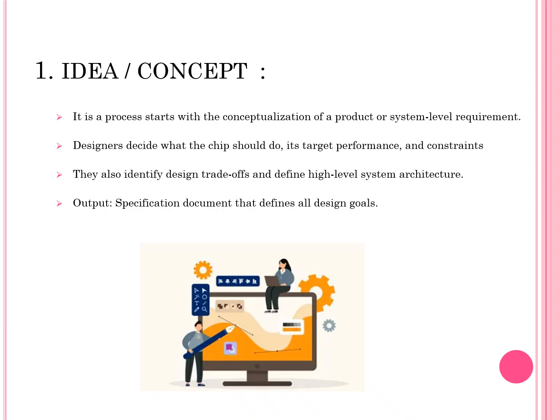Once the overall system level idea is clear, designers define a high level system architecture, breaking the chip into functional blocks and specifying their interactions. The output of this phase is a specification document, a crucial file that clearly outlines all the design goals, performance targets, and functional requirements. In short, this stage transforms a raw idea into a well-defined, technically feasible blueprint that guides the entire design journey from concept to silicon.